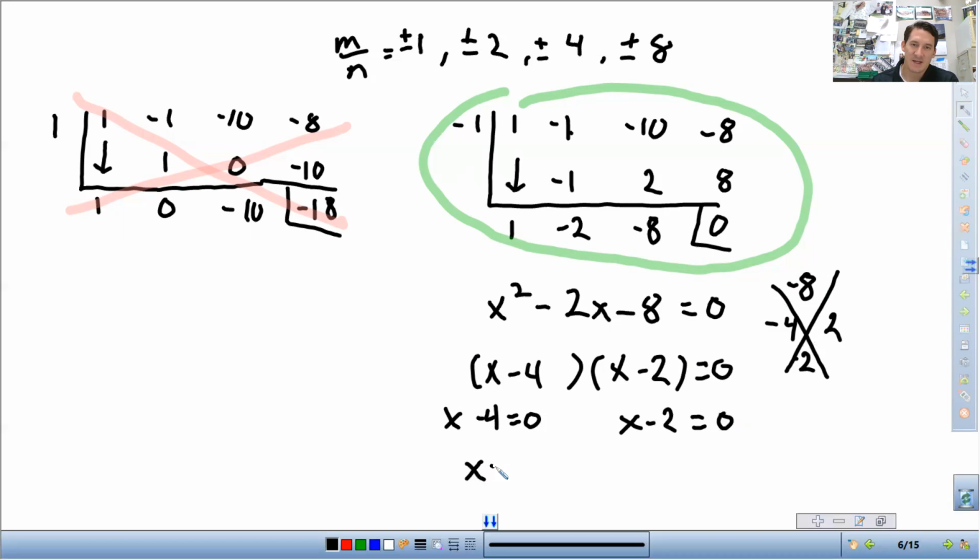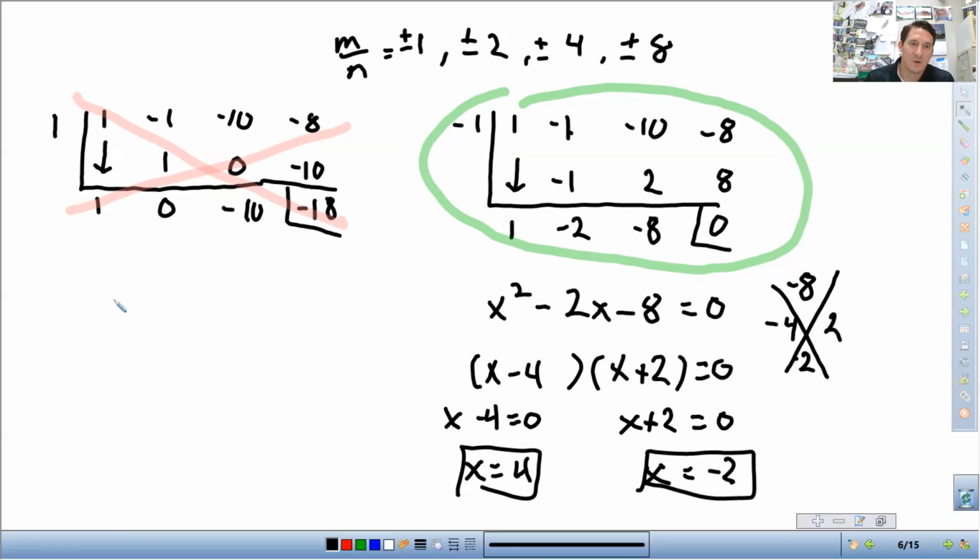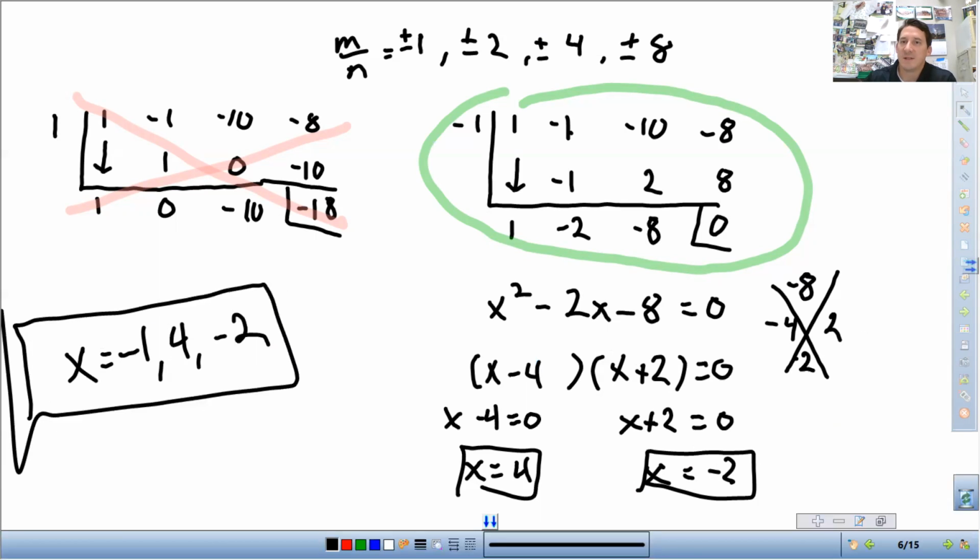And solve, so you get x is equal to 4 on this one. X is equal to positive, no, this was plus 2, so negative 2. So the 3 solutions for this polynomial, I'll write them over here. X can be negative 1, 4, negative 2. 3 solutions. Let's do one more.